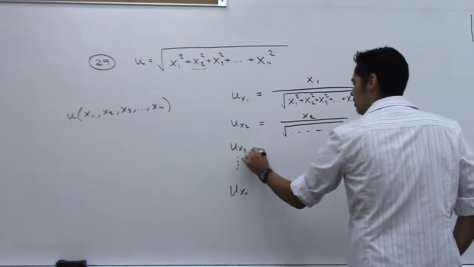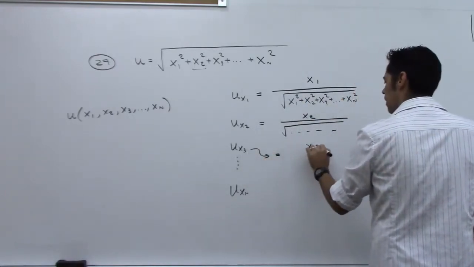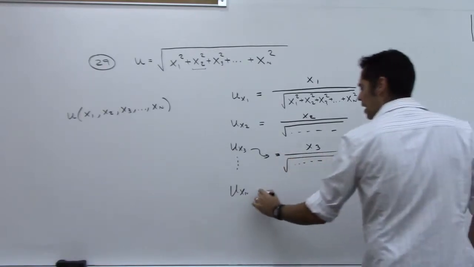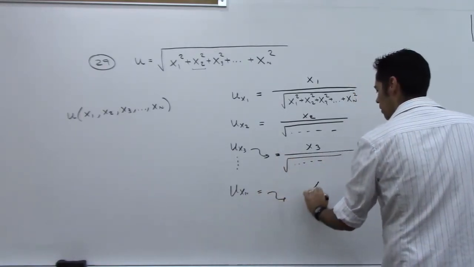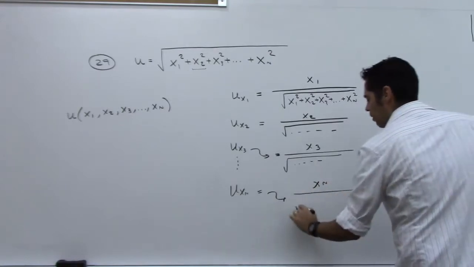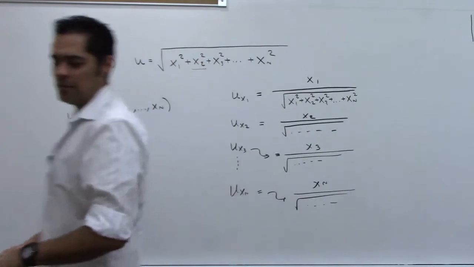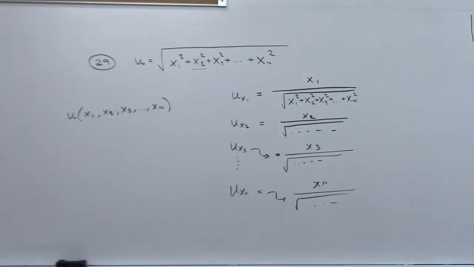And then this next one would be, by following that pattern, x sub 3 over that junk. And then the last one, of course, following the pattern, would be x sub n over the square root of all that junk. So that one we actually didn't have to take n derivatives. We just noticed a pattern.